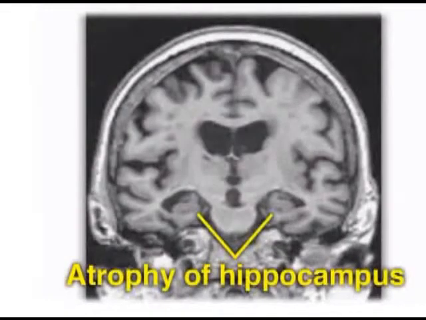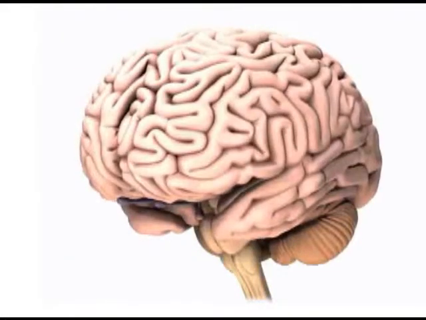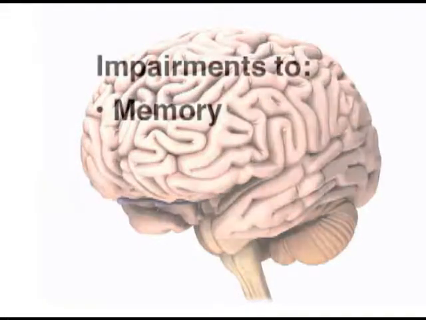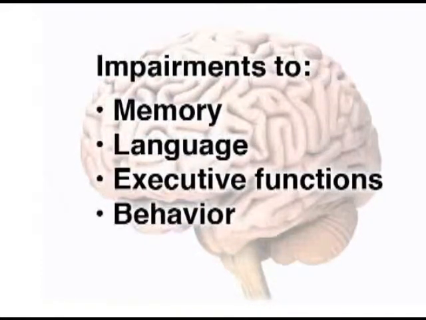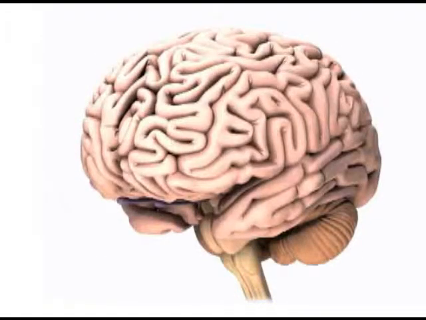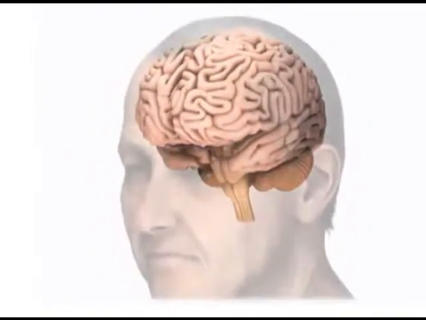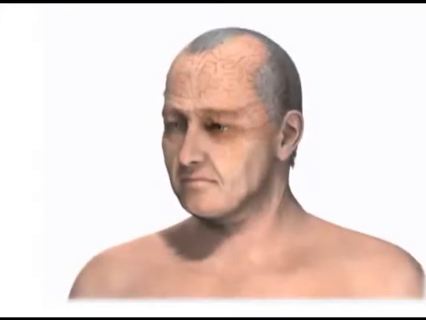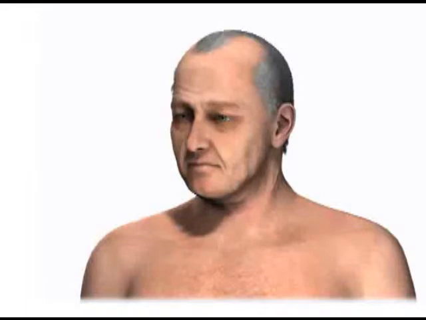This pathologic process causes inflammation and oxidative damage, resulting in atrophy of the hippocampus and cortical regions of the brain, as well as hypertrophy of the ventricles. Clinical manifestations of Alzheimer's disease may include impairments to memory, language, executive functions, behavior, and visuospatial skills. The underlying causative mechanisms may be diverse. No single linear chain of events has yet been traced in the onset and progression of this disease. The understanding of the pathophysiology of Alzheimer's disease remains incomplete.